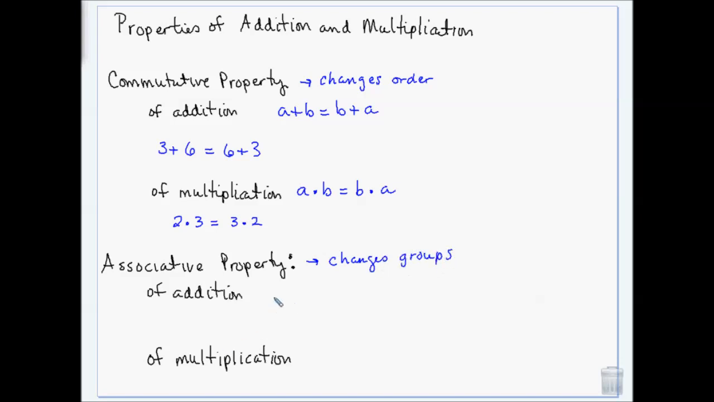Okay, so A plus B are together in a group, and I add C. It doesn't matter if I add A and B first and then add C, or if I add B and C first and then add A. It's all going to get added up, and it'll all total the same thing, right?